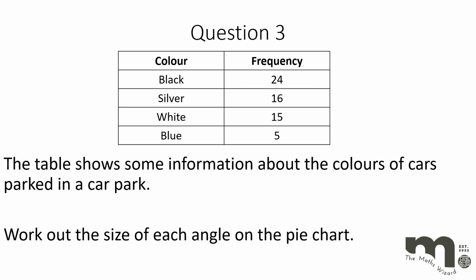Okay, so our final example then, I'm going to go all out and draw this one at the end. So we've got some information about the colours of cars in a car park here. Again, I would like you to first work out the size of each angle on the pie chart, and then I will show you how to draw this.